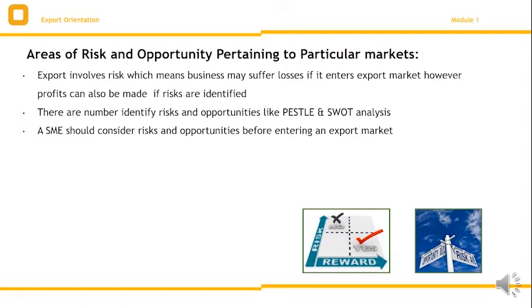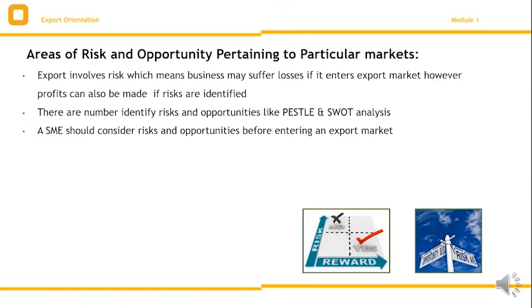So you must identify these risks and you must try and come up with mitigating ways of how you're going to deal with these risks. Also identify your opportunities and also have ways on how you are going to maximize on these opportunities. So there are a number of ways to identify risks and opportunities. You can use what we call a PESTEL analysis or what we call a SWOT analysis.